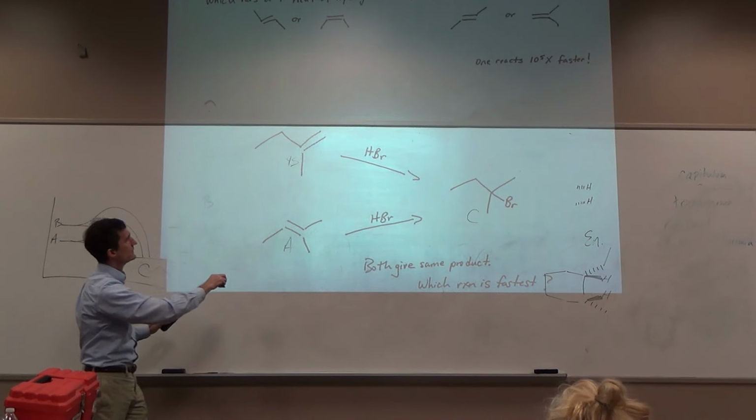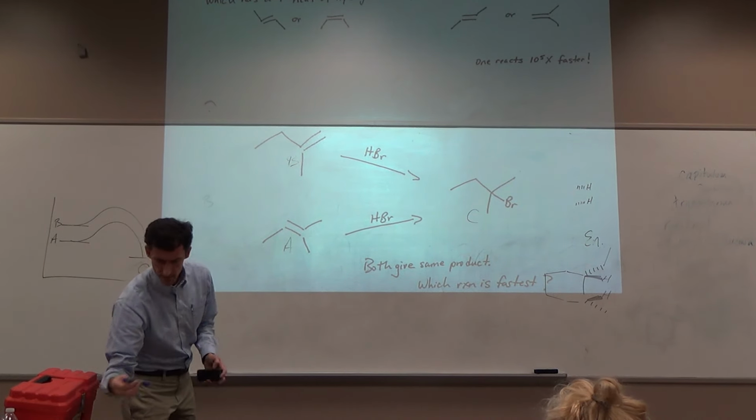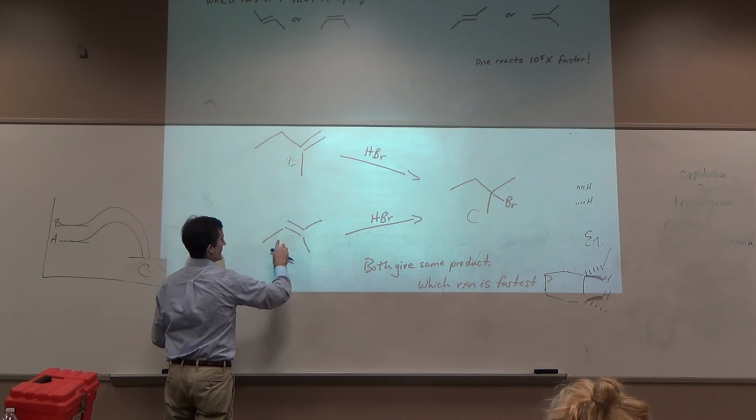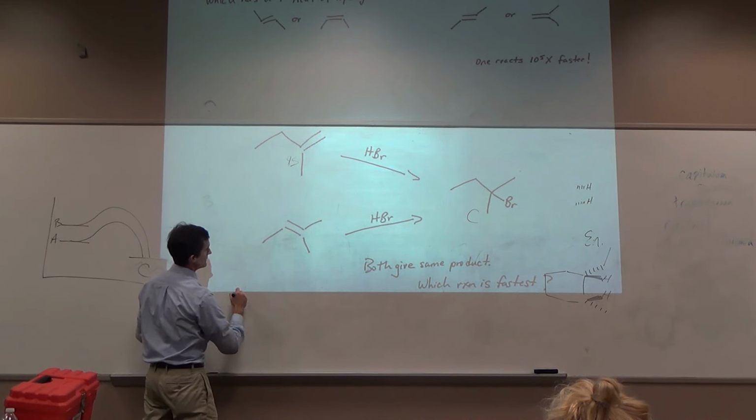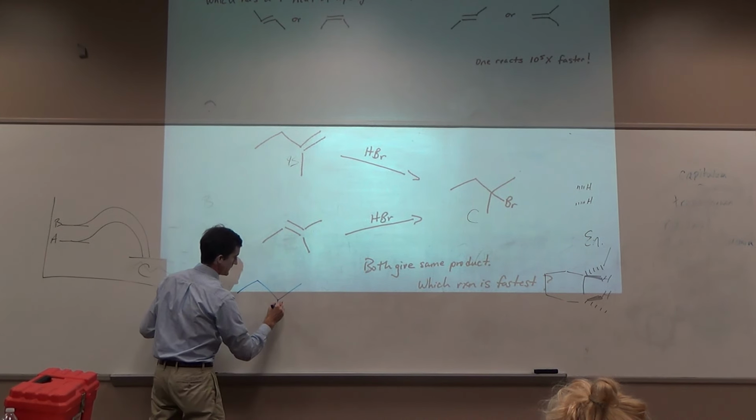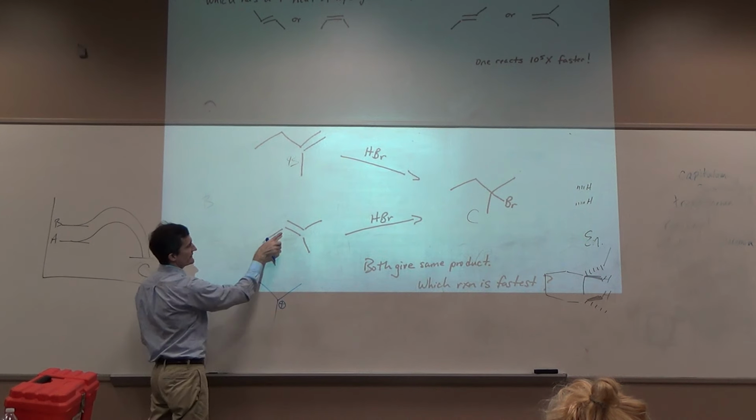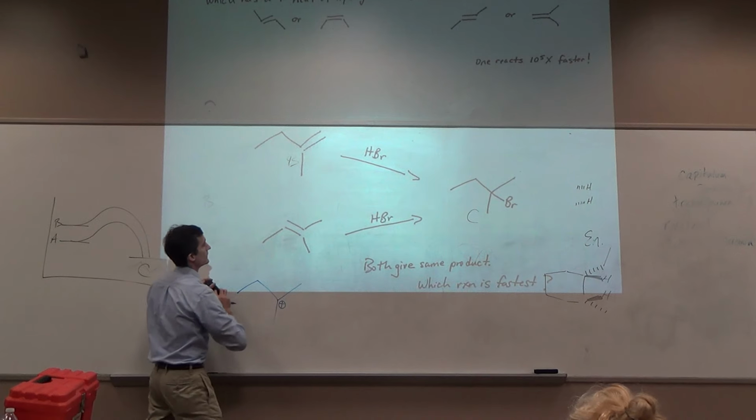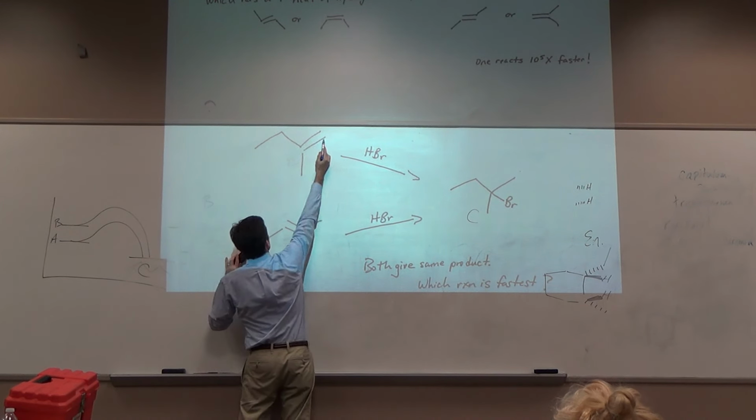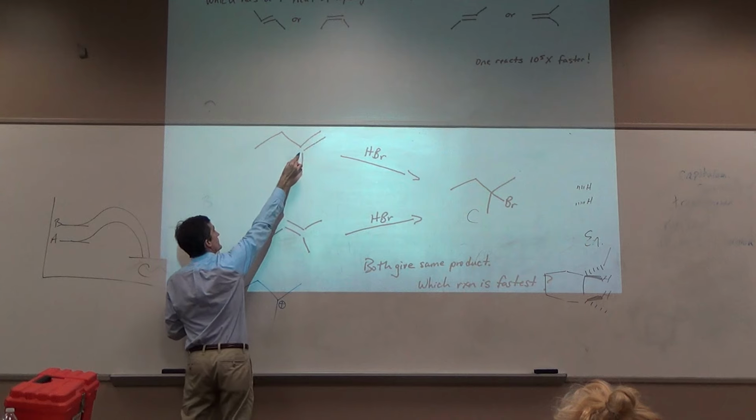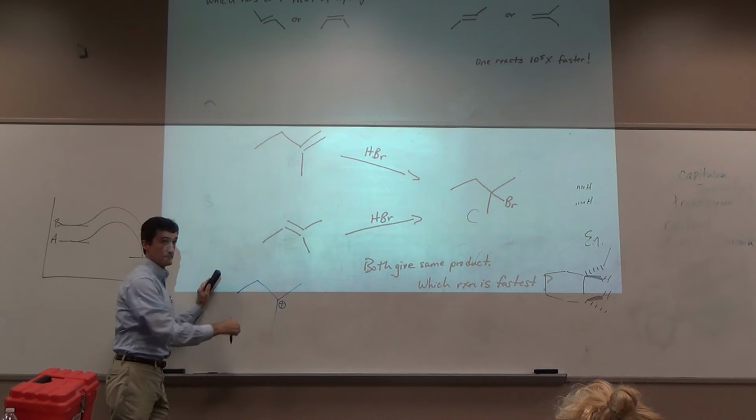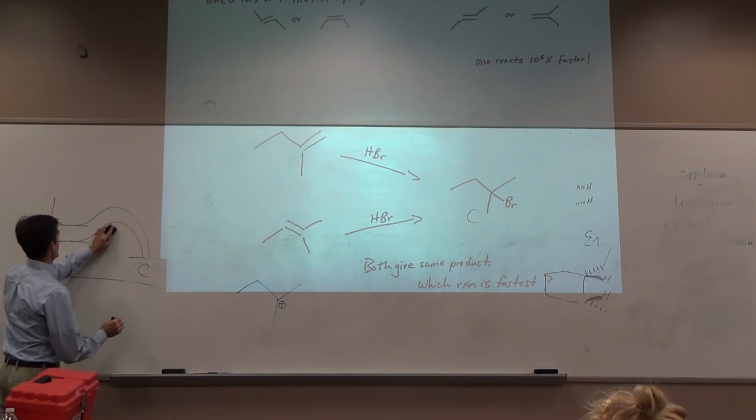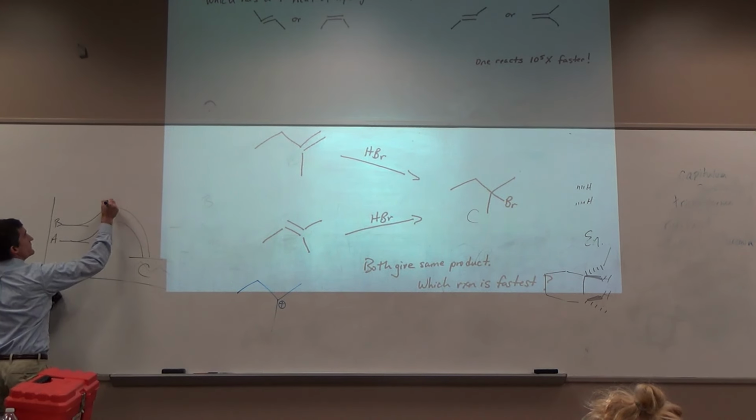An intermediate here. What does the intermediate look like? Carbocation. What's the carbocation going to look like here? We're going to make cation on left or right? Right, there it is. We're going to make cation on left or right? Left. And when we make it, what's it going to look like? Same. Both of them give the same cation. So if we put the cation up here, it would be right here.